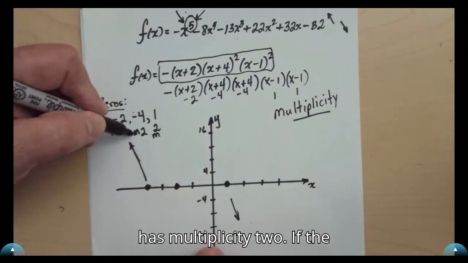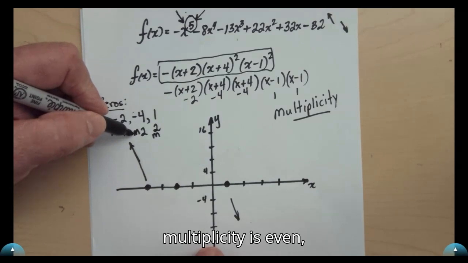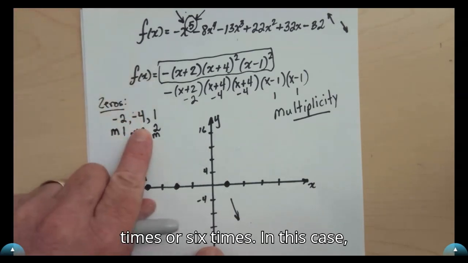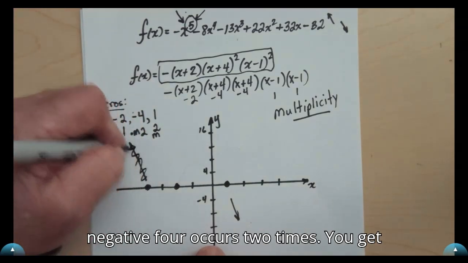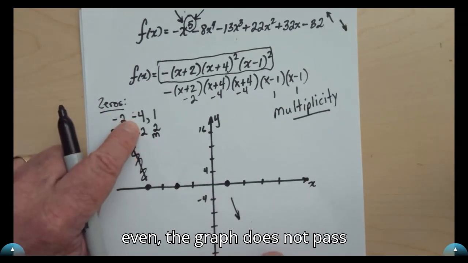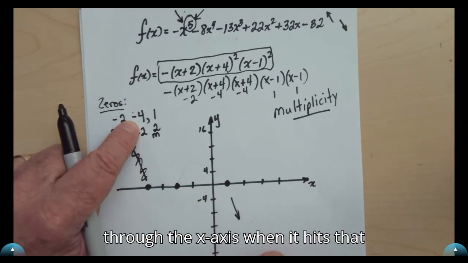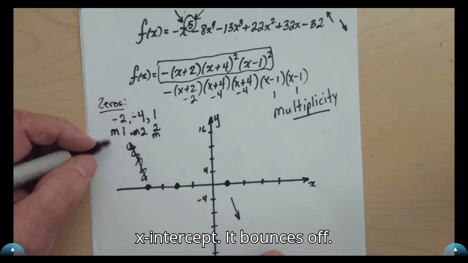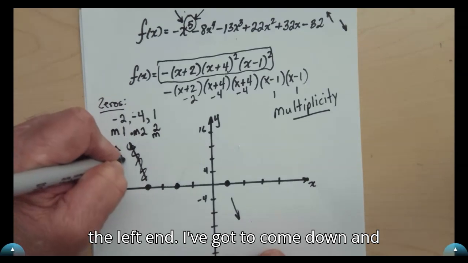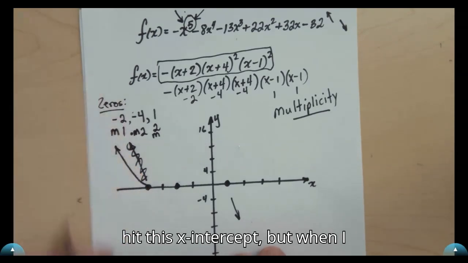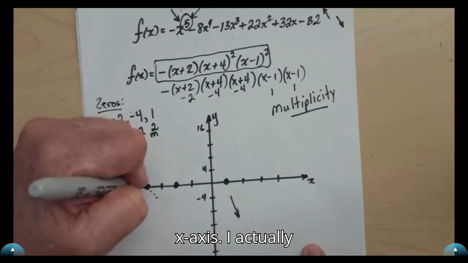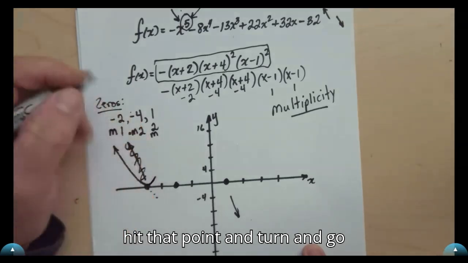-4 has multiplicity 2. If the multiplicity is even, it occurs as a 0 2 times or 4 times or 6 times. In this case, -4 occurs 2 times. If the multiplicity is even, the graph does not pass through the x-axis when it hits that x-intercept. It bounces off. In other words, we know we're going up on the left end. I've got to come down and hit this x-intercept. But when I do, I don't pass through the x-axis. I actually hit that point and turn and go back up.